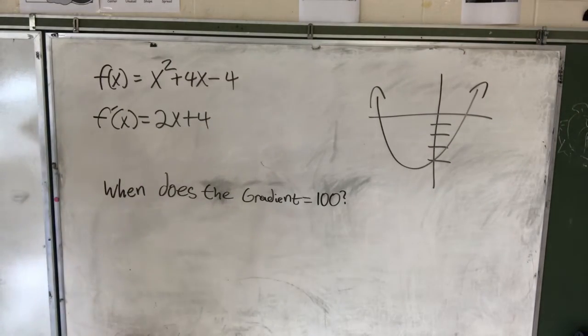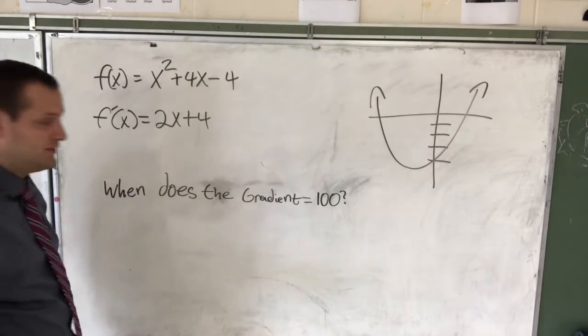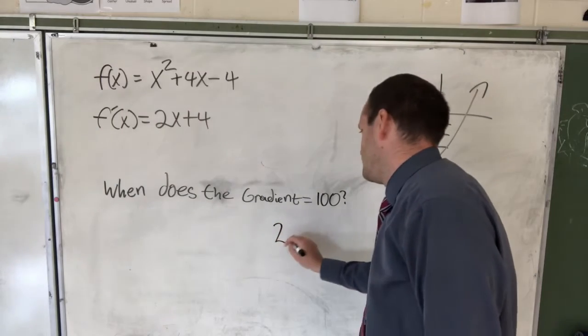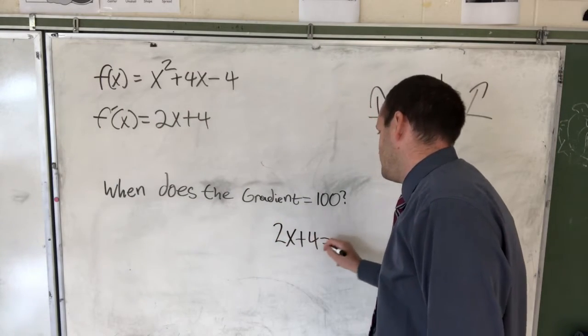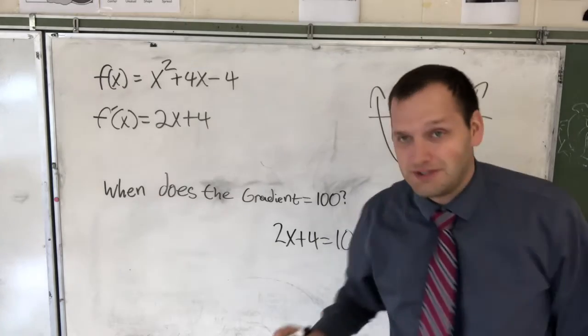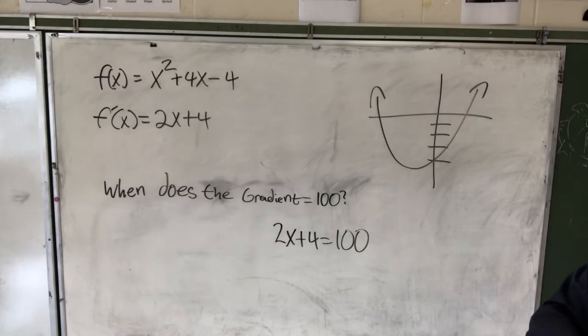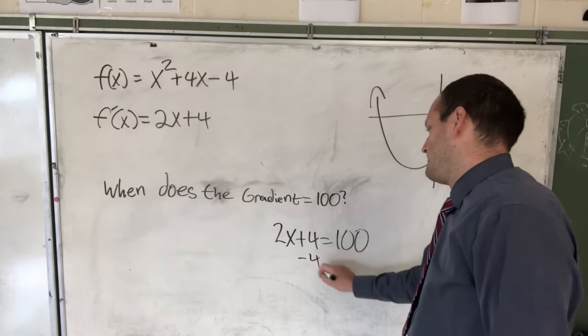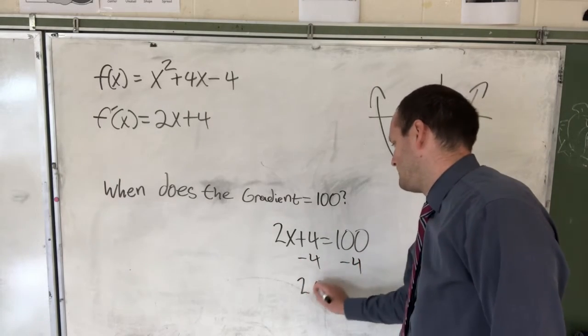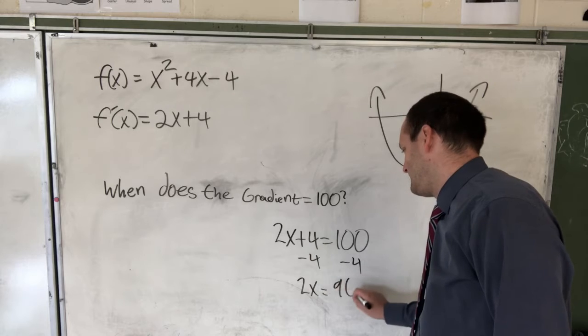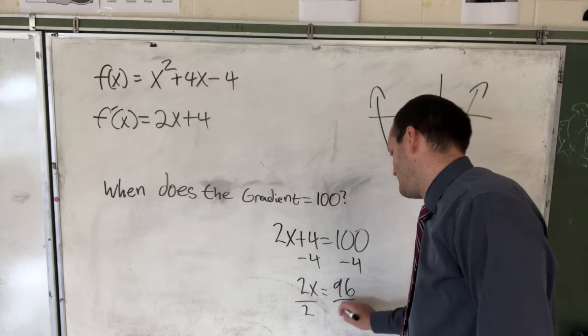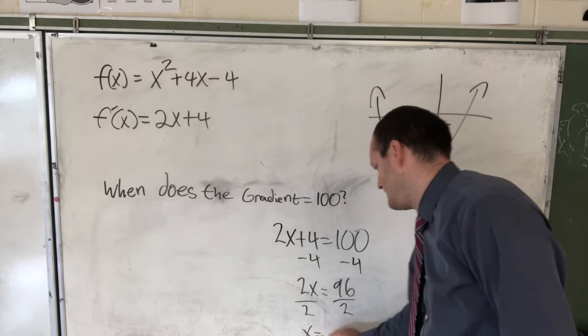So I want to know, where does it equal 100? Well, all I have to do is 2x plus 4 equals 100. Now think to yourself, do you divide by 2 or subtract 4 first? If you said subtract 4 first, you're correct. Minus 4 gives us 2x equals 96. Divide by 2, divide by 2. X equals, what would that be?